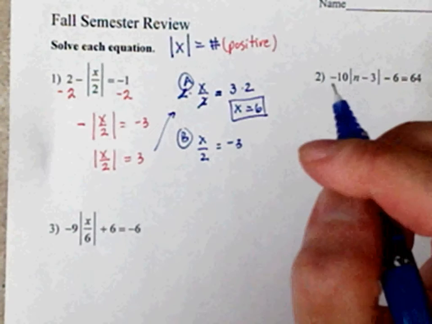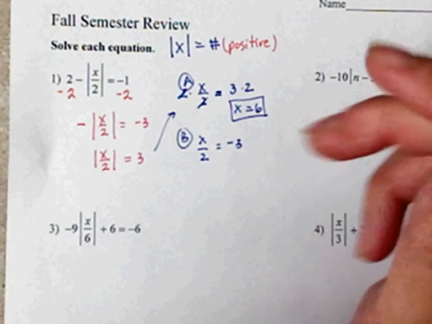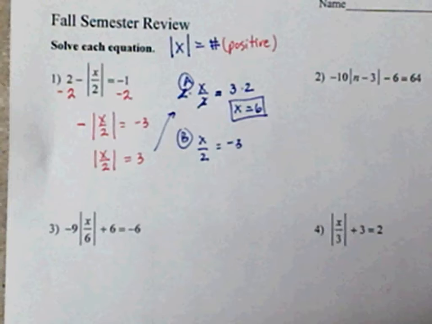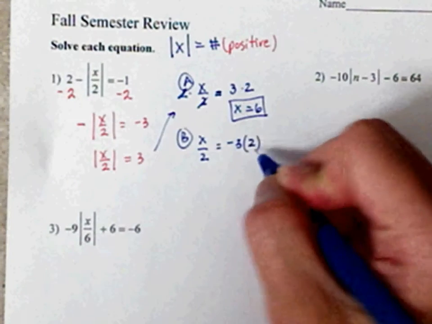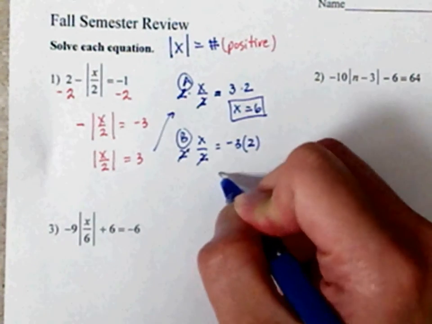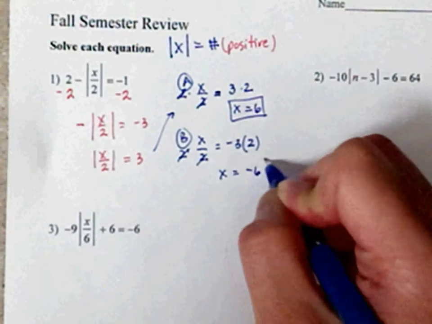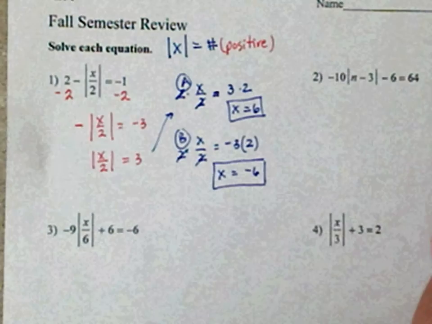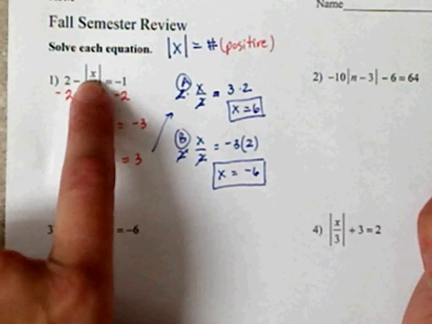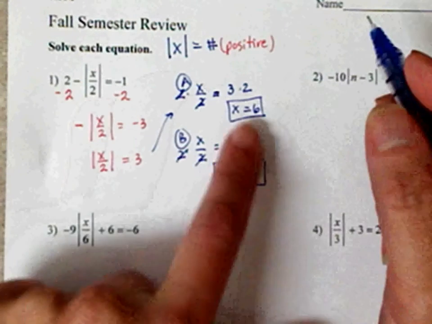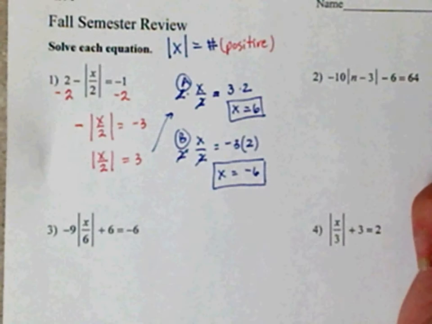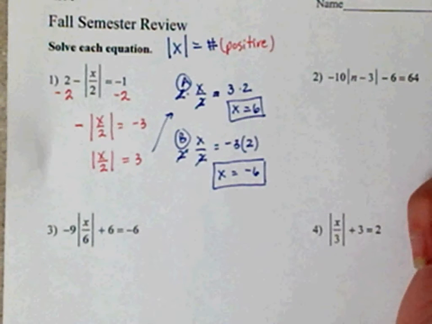By the way, it's not always 6 and negative 6. It's not always a positive and a negative. Okay? This one just happens to work out that way, but that's not always true. So the second solution is x is equal to negative 6. If I plug 6 into this equation, it's going to work. If I plug negative 6 into this equation, it's going to work. And there you have that. Okay?